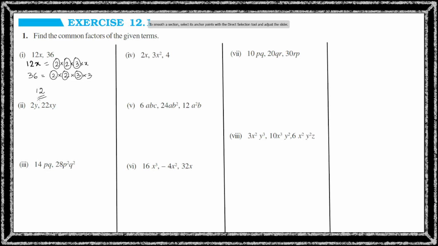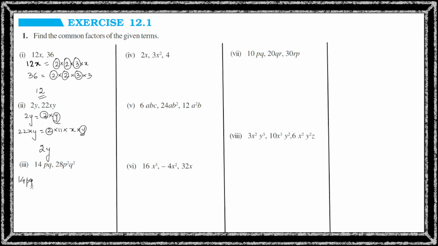And next I have 2y, which is nothing but 2 into y, 22xy, which is nothing but 22 is 2 into 11 into x into y. Now what is common here? 2 is common and y is common. So what is the common factor? 2y is the common factor, right? So that is how you're going to solve these sums.